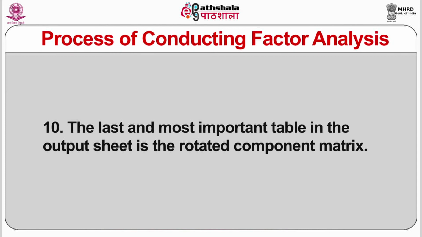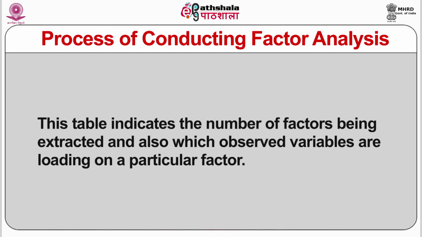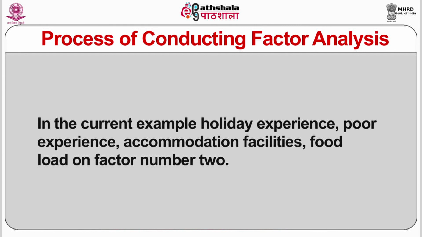The last and the most important table in the output sheet is the rotated component matrix. This table indicates the number of factors being extracted and also which observed variables are loading on a particular factor. In the current example, the holiday experience, poor experience, accommodation facilities, food load on factor number 2, good beach, cleanliness and nightlife load on factor number 1, safety, adventure and information load on factor number 3, heritage and souvenir load on factor number 4.